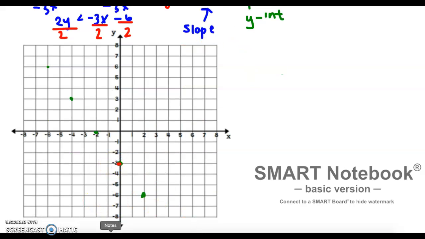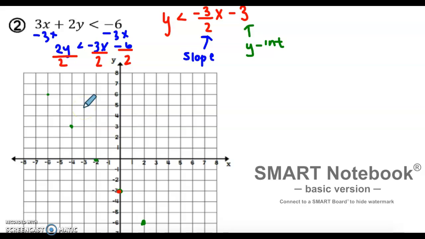Then we can't fit any more points on the bottom, so if we go back to the y-intercept, we can go up 3, left 2, up 3, left 2, up 3, left 2. Again, you want to put as many points as you can possibly fit on the graph. Don't plot 2 points and then be done.